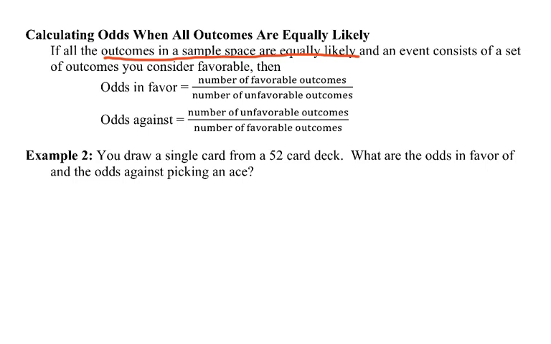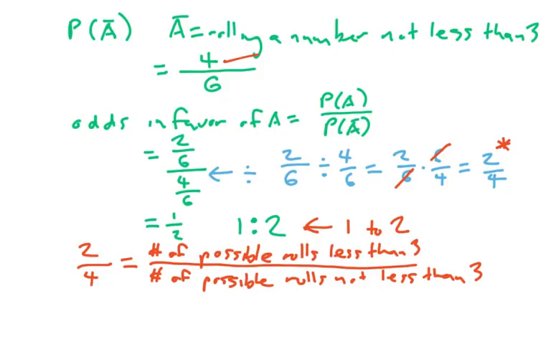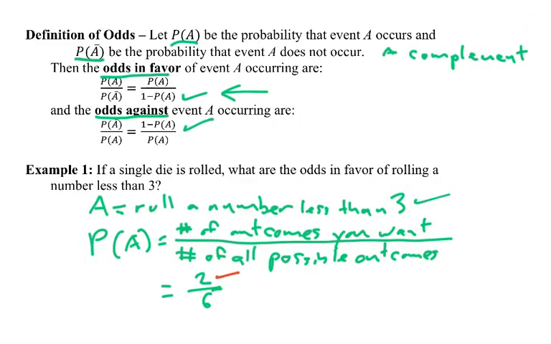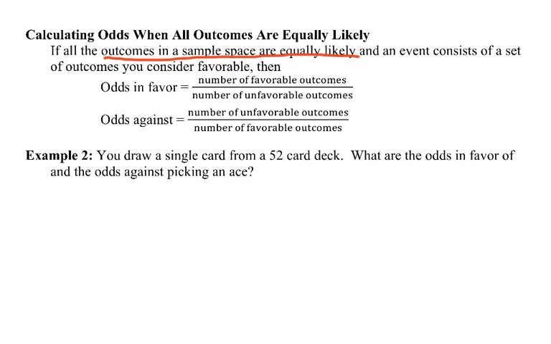Now, we haven't talked about odds against yet, but if I go way back to the original screen, notice that the odds in favor and the odds against are simply just reciprocals of each other. You take the odds in favor and you flip it over and you've got odds against. So in that point of view, if odds in favor is number of favorable outcomes over number of unfavorable outcomes, the odds against is exactly the reciprocal, number of unfavorable outcomes over number of favorable outcomes.